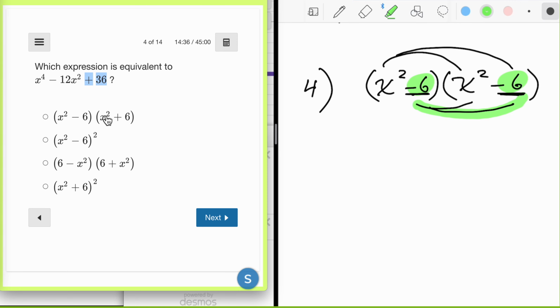In the case of the first choice, these two values, negative 6, positive 6, would have given me a negative 36. In the case of the last choice, maybe it would have given me the right answer, but it looks like it would have given me a negative x to the 4th to start the whole thing off if I multiplied the last two terms. So that would have given me the opposite of what I wanted. But in each of these cases, even if I expanded this one out, x squared plus 6 times x squared plus 6, that would have still given me a positive 36. All right, so I can trim it down to 2 possible choices.